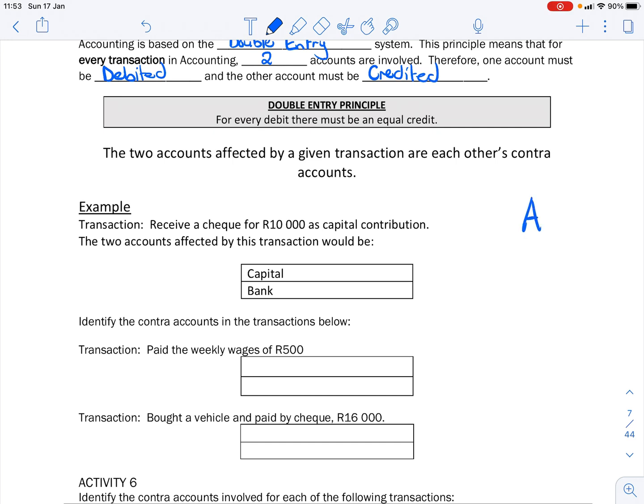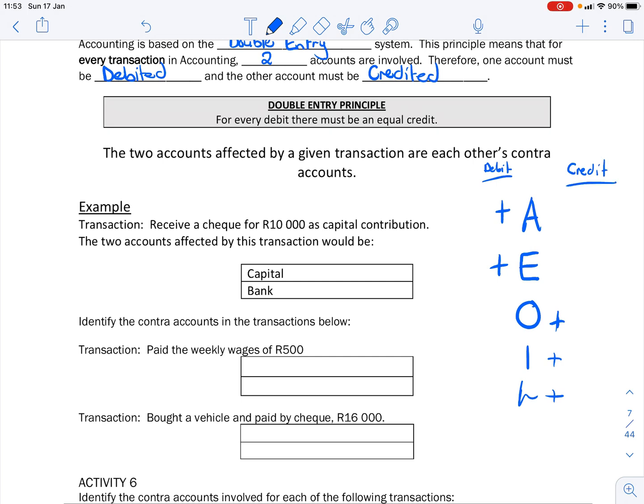Now I'm going to pencil in our AEO rule so we can advance this a little bit faster. We have our assets that increase on the debit side, as well as our expenses. Owner's equity because of capital, incomes increase on the credit side, and liabilities on the credit side. So I'll put in a little debit here and a little credit side here.